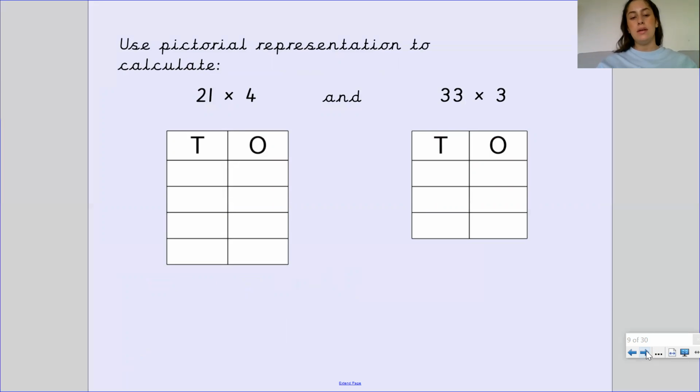Okay, so here you can have a go at doing this. Use pictorial representation to calculate 21 times 4. And once you've done that, 33 times 3. So you can draw your own place value grid. If you have a ruler, which you should do in your home learning packs, it would be really good if you get used to using a ruler to represent these. Play the video when you're ready.